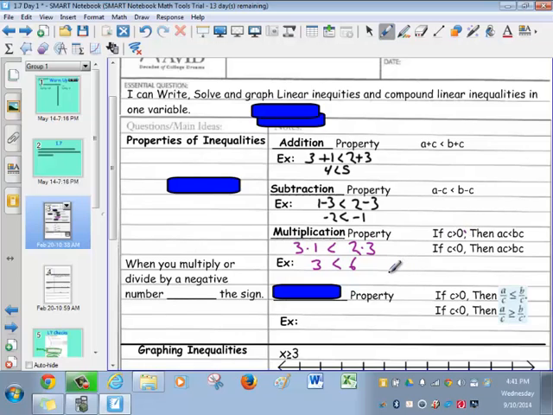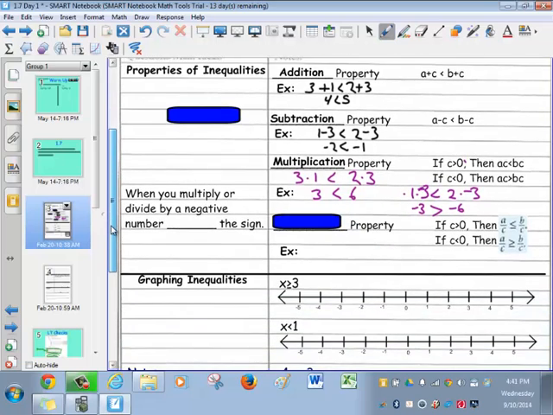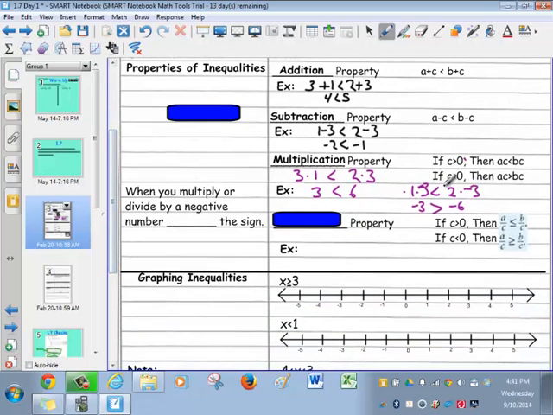Let's try when c is less than 0. We still got 1 is less than 2. Now let's multiply by negative 3. That's a horrible looking negative 3. So here we got negative 3 over here, and negative 6 over here. Now which one's bigger, negative 3 or negative 6? Actually, negative 3 is bigger. So we had to change the sign. The sign had to flop when we multiplied by a negative number on both sides.